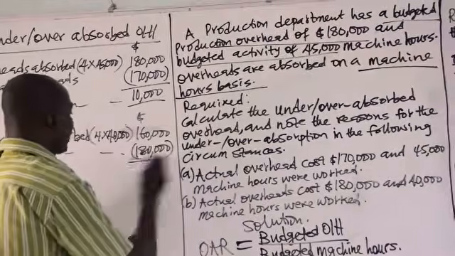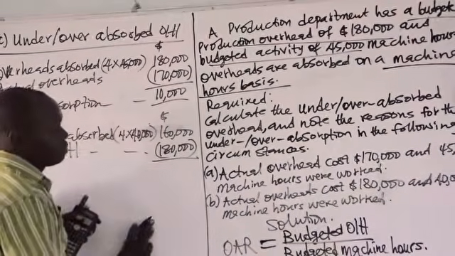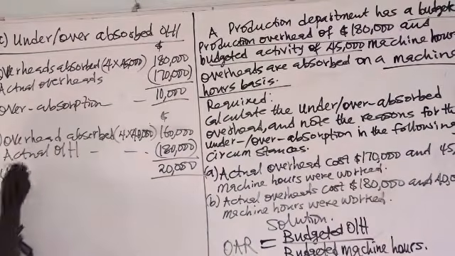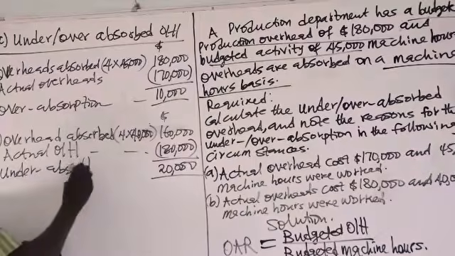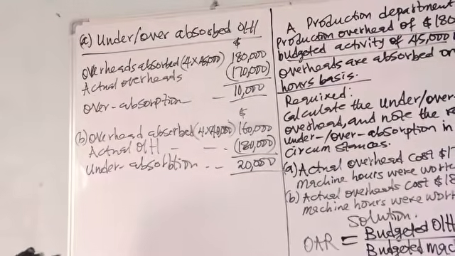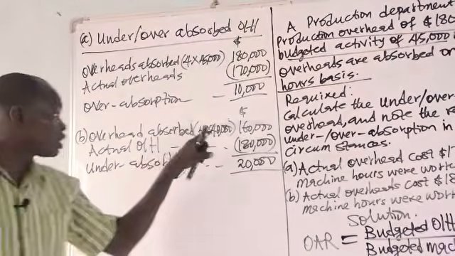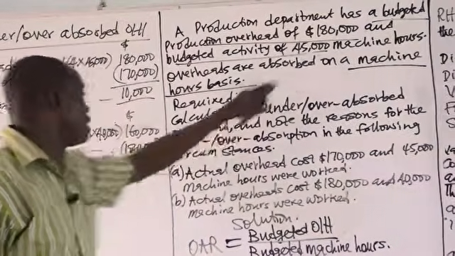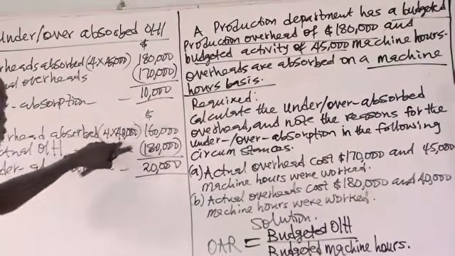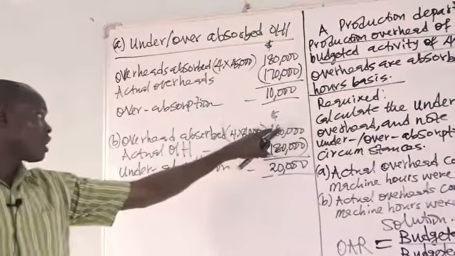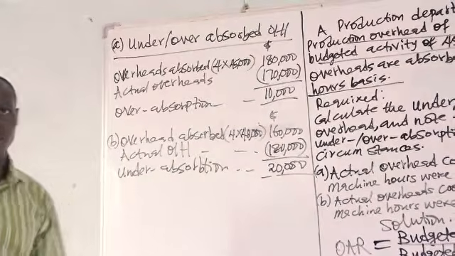The overheads absorbed is less than the actual. There is a 20,000 difference, which is under absorption of the overheads. The reason for this under absorption is because the budgeted activity is greater than the actual activity. It is under because the one absorbed is less than the actual.